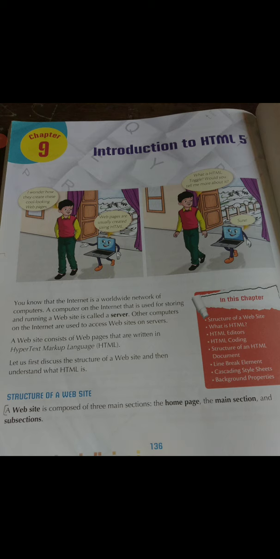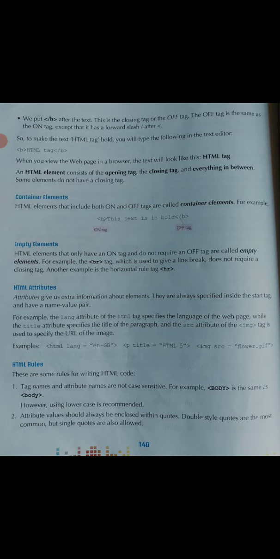So students, the name of our chapter was Introduction to HTML5. In my last class, I explained to you about the structure of a website, then what HTML is, and then the two different types of HTML editors. Then I explained two different elements of HTML: one is the container element and the other is the empty element. So today, students, I will explain HTML attributes.